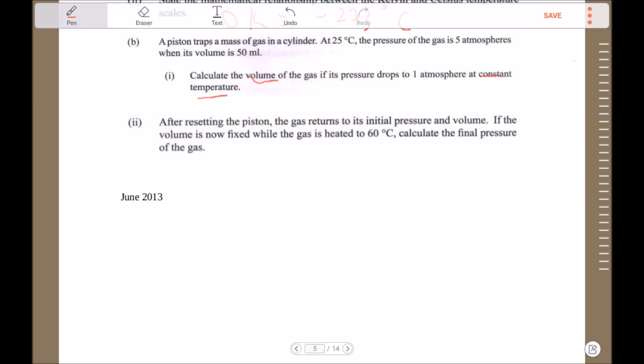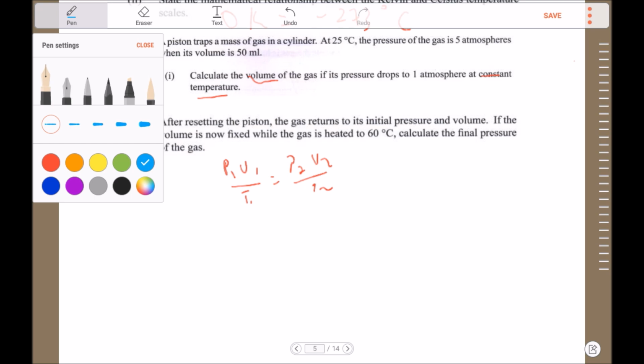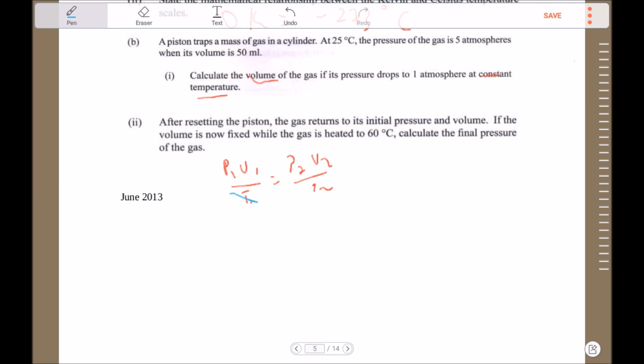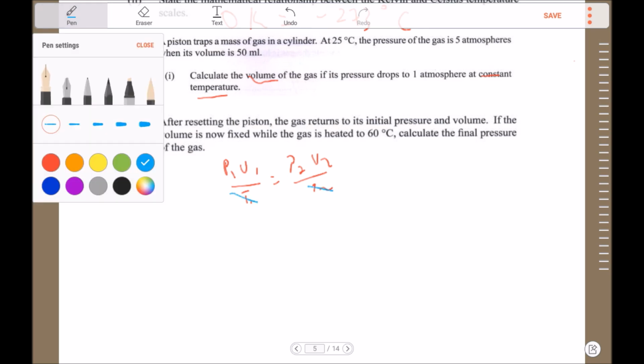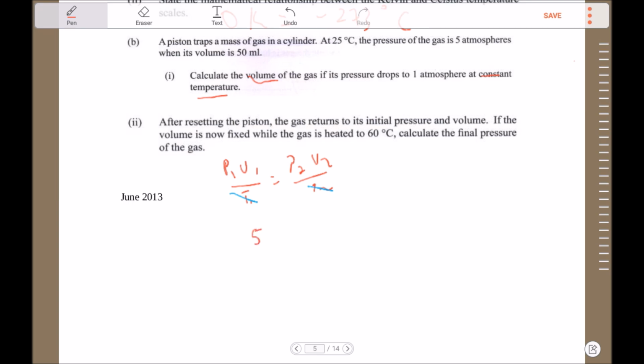So you should know your gas law formula: P1 V1 over T1 is equal to P2 V2 over T2. Now the question says that the temperature is constant, so these are out of our equations. So we only use pressure and volume. Our initial pressure was 5 atmospheres, times initial volume, 50 milliliters.